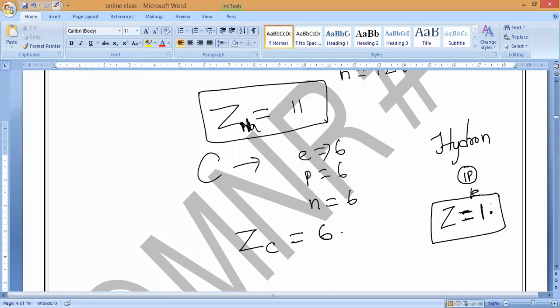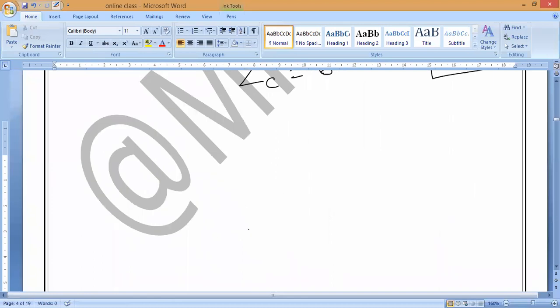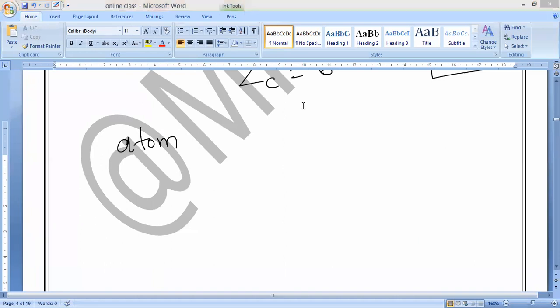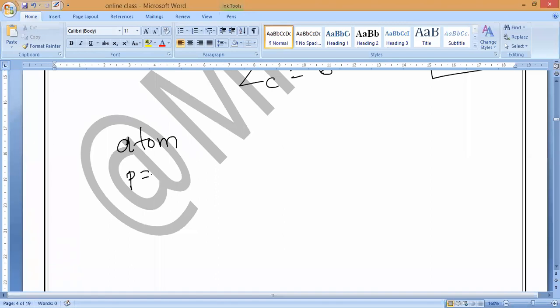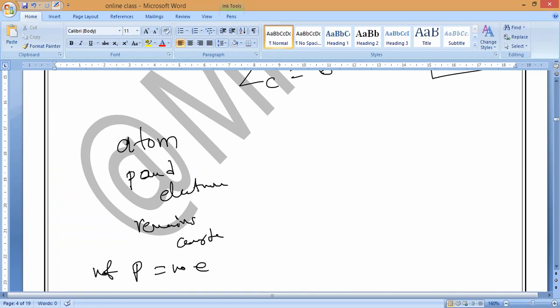So either I can take electrons or I can take protons, but only in the case of atoms. Understand, guys? Please respond. In ions we should not. Why are we considering only protons? There is a reason, because people often get confused with this. In an atom, the number of protons is equal to the number of electrons.